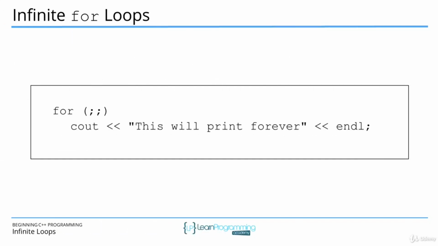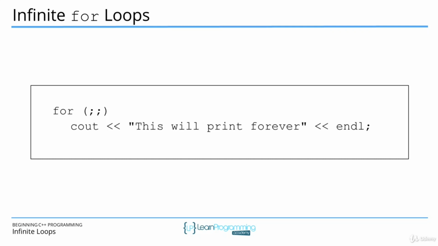First, let's look at an infinite for loop. Remember that all three expressions in the for loop are optional. So if you omit all three, you get just 2 semicolons. By definition in C++, that's an infinite loop. The output statement will be displayed as long as the program is running.